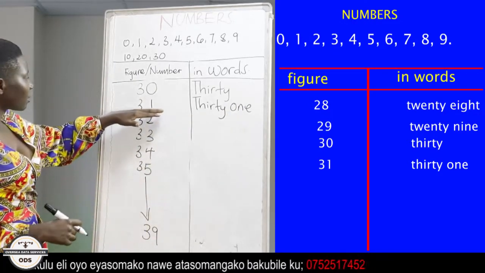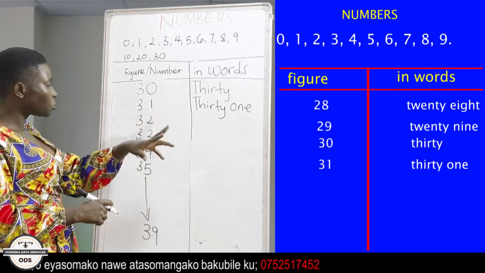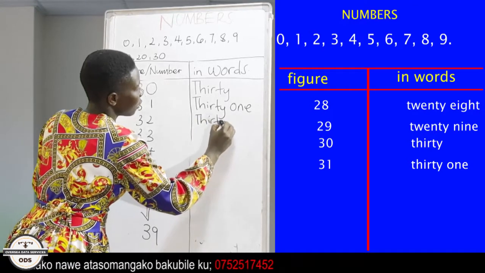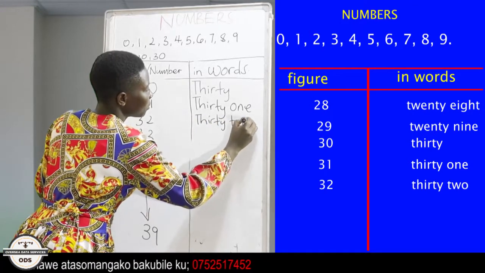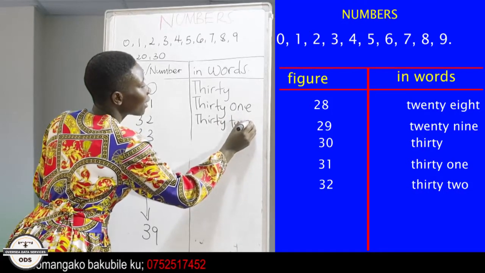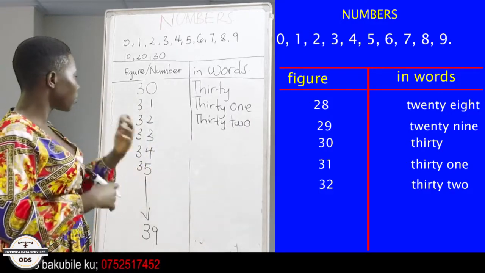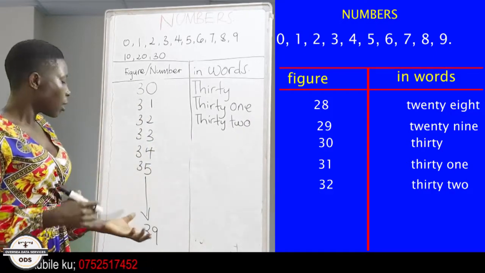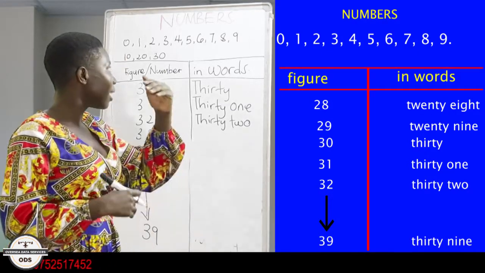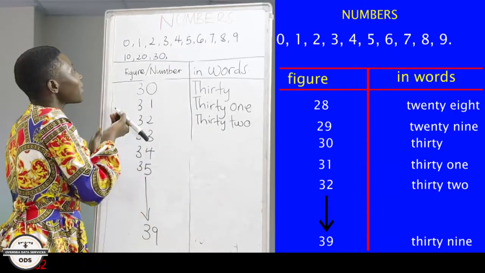31. This number here. We have 32. You write the same word, then you add 32. As I told you, these ones become very, very easy. You just keep on adding. When you reach 39, I expect you to go to another number. You go forward.